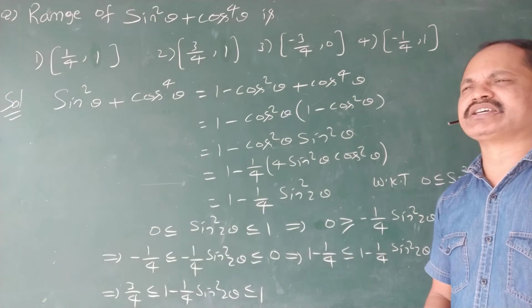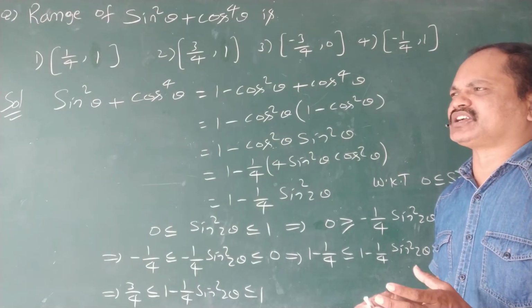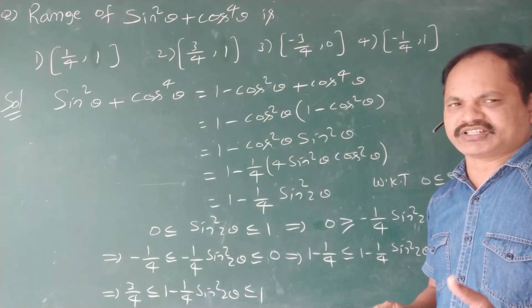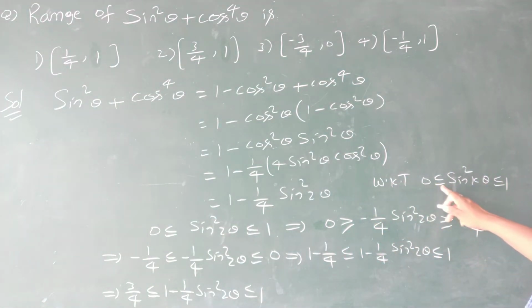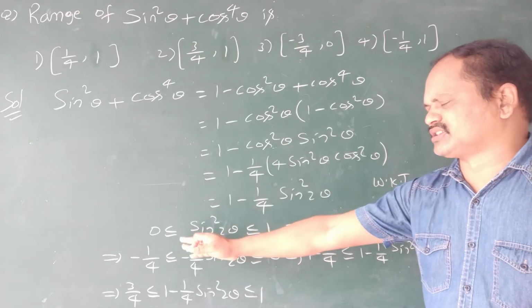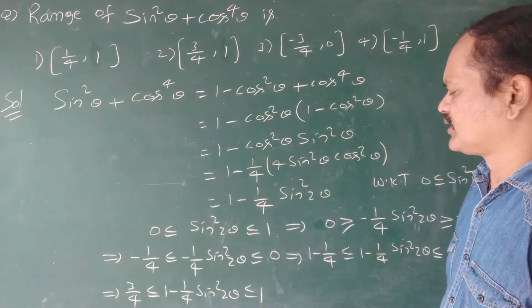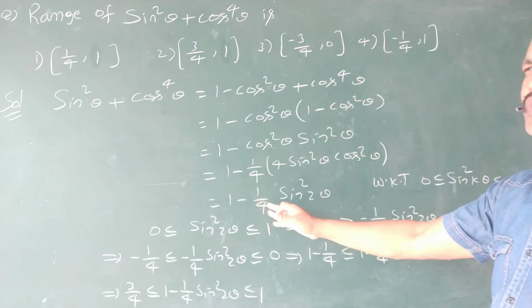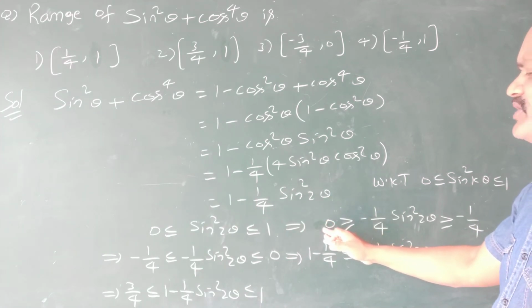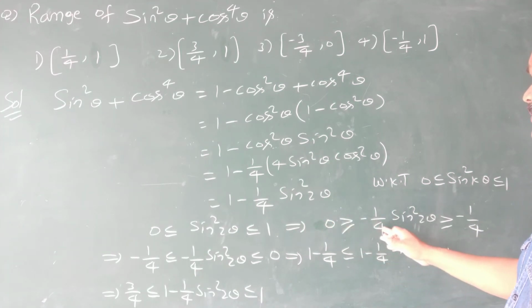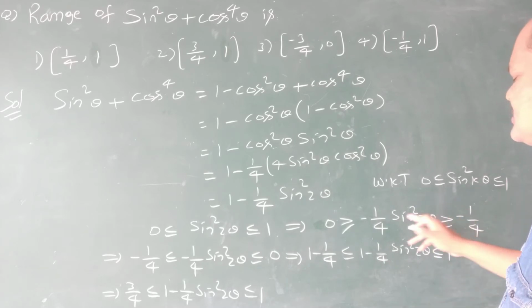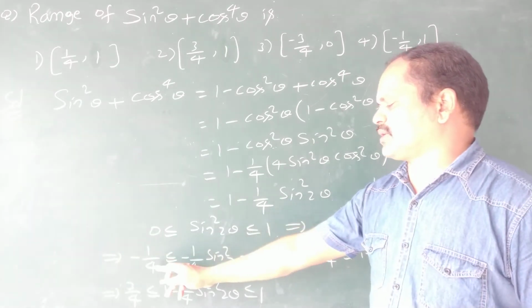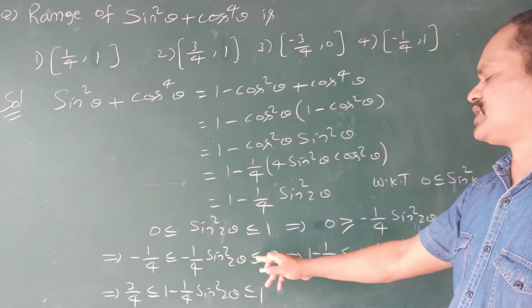Actually we know that sine square function lies within the interval 0 to 1. The minimum value of sine square function is 0 and the maximum value is 1. That's why 0 less than or equal to sine square 2 theta less than or equal to 1. Now multiply with minus 1 by 4. So multiply with negative, then the inequality must be changed. 0 greater than or equal to minus 1 by 4 sine square 2 theta greater than or equal to minus 1 by 4. Now we have to rearrange this: minus 1 by 4 less than or equal to minus 1 by 4 sine square 2 theta less than or equal to 0.